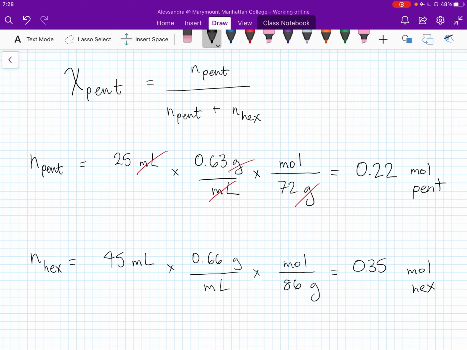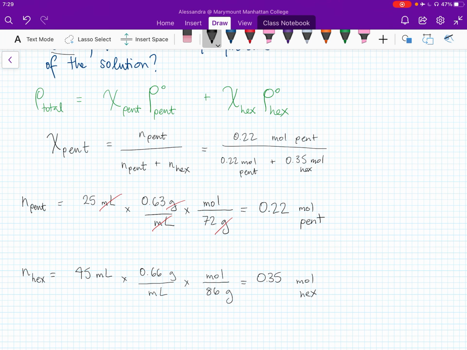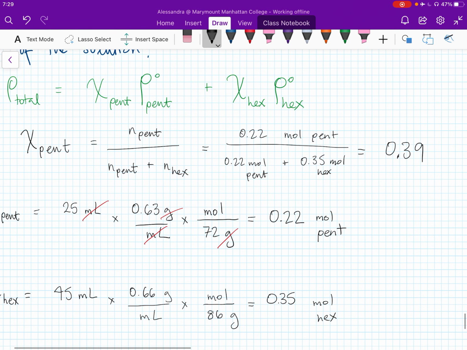So now that I know the total number of moles of each of these, I can go back and plug them in to the formula for mole fraction. Up here, for instance, the mole fraction is going to be 0.22 moles of pentane over the total, which is the 0.22 moles of pentane plus the 0.35 moles of hexane. And that is going to give me a mole fraction of 0.39.